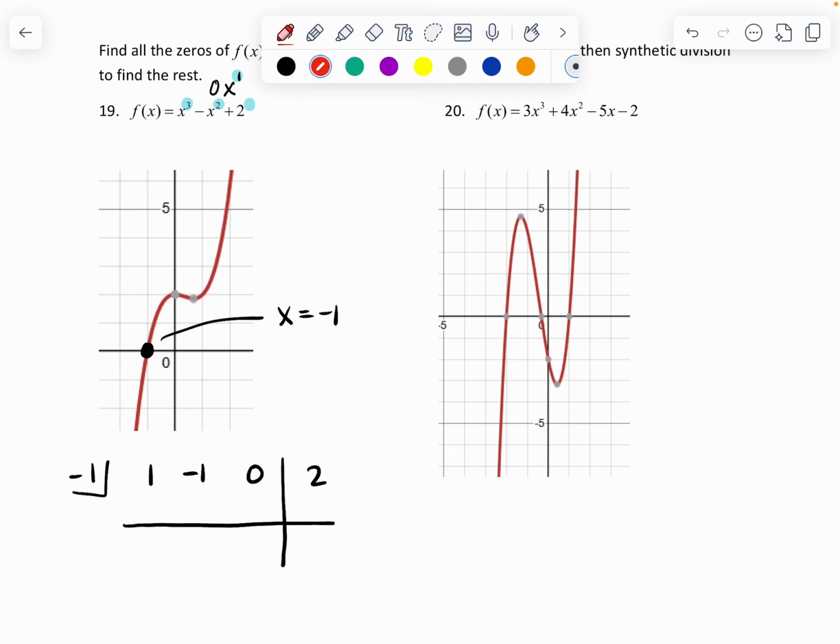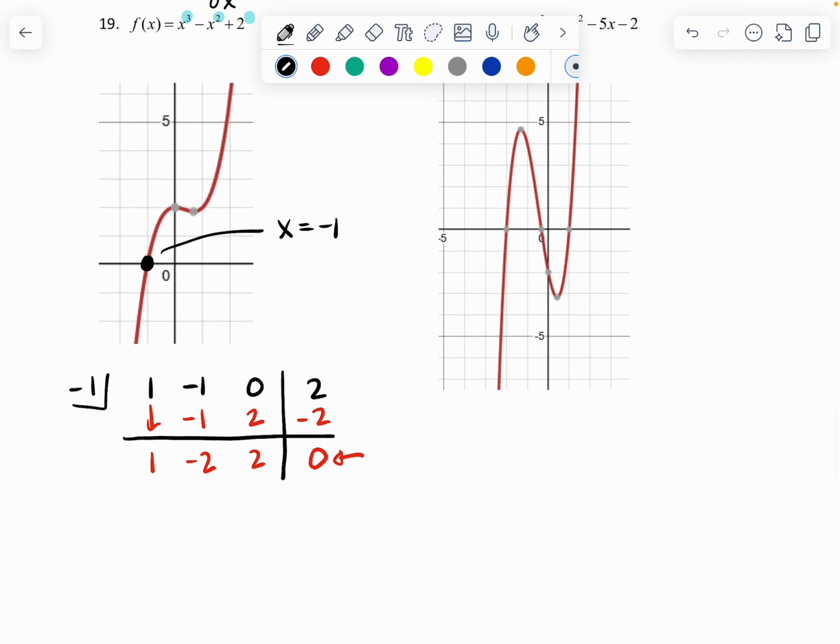So if we bring this down, you're going to have a 1. -1 times 1 is -1. That's -2. -1 times -2 is +2. 0 plus 2 is 2. -1 times 2 is -2, and this is 0. Remember, this should equal 0 because -1 crossed the x-axis. It crossed the x-axis at -1.